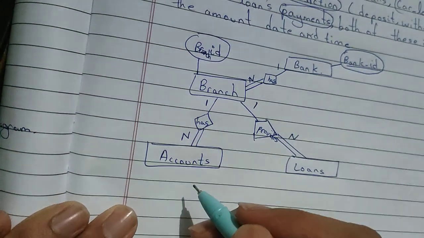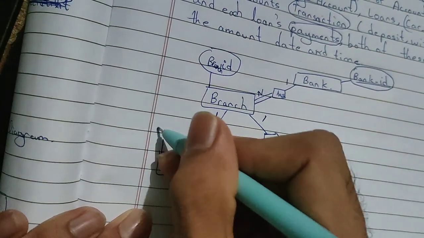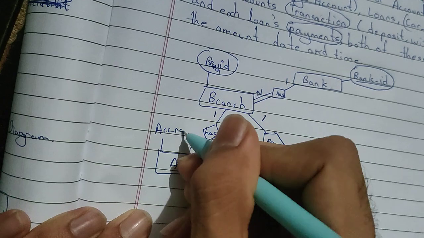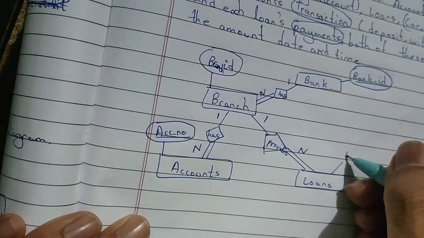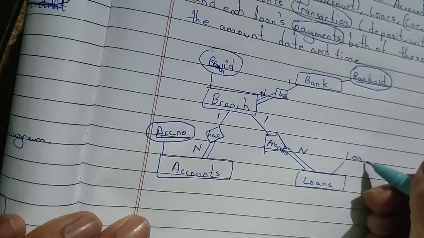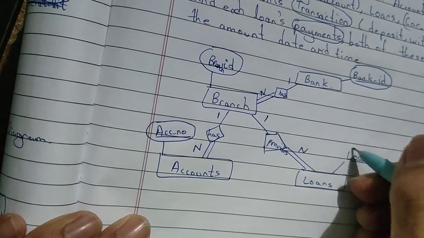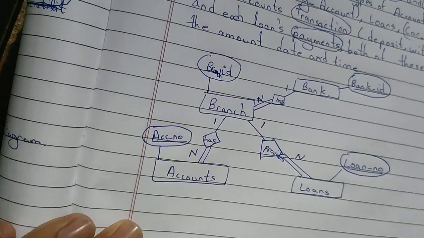Now each account should be uniquely identified. So it will have something called account number. That's its primary key. And for loan also it will have something, like let's say loan number. That will help us uniquely identify each loan.